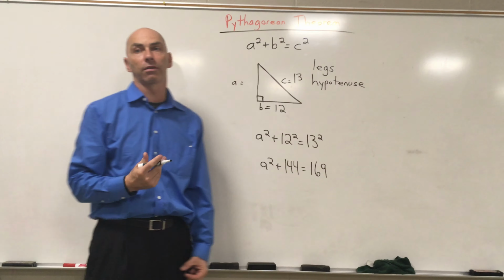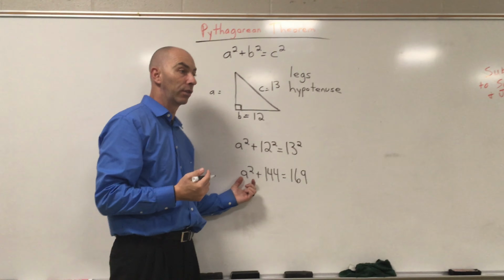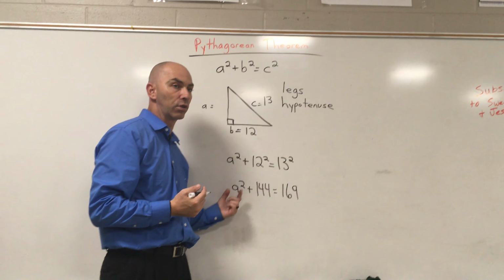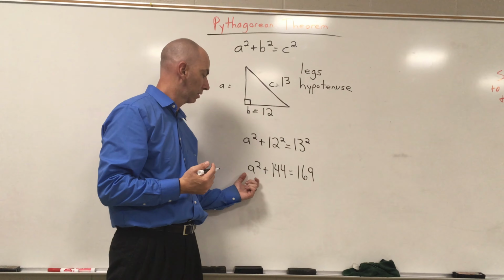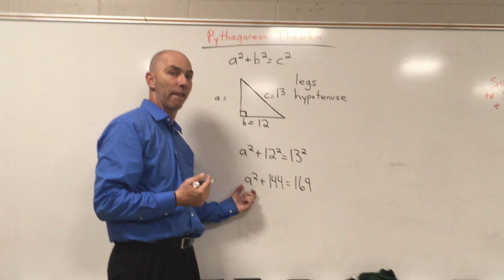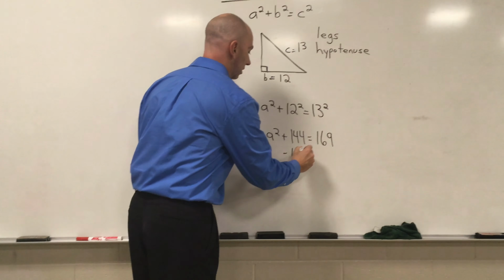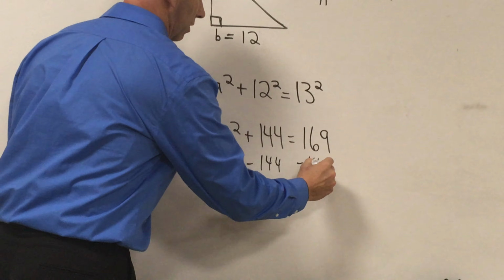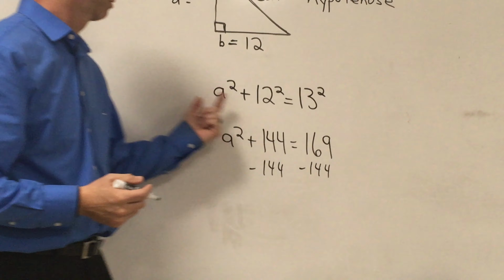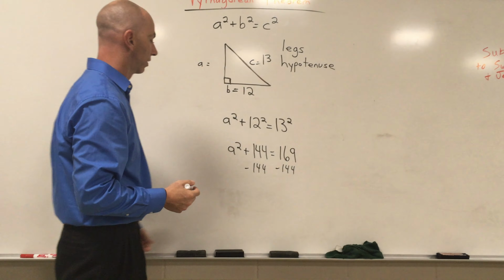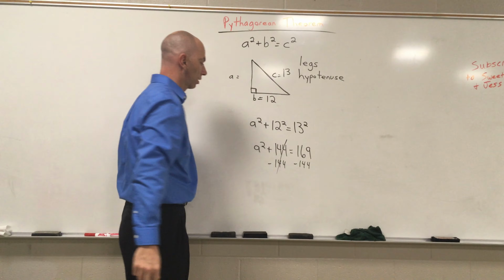Now, just like when we did one and two step equations, we have to get the A by itself. What do we move over to the other side to get the A squared by itself? Minus 144 from both sides. Because the other one was nice, we just added them up and saw this added up to what C squared is. This one, we've got to get rid of the 144 and move to the other side. So those 144s cancel out.